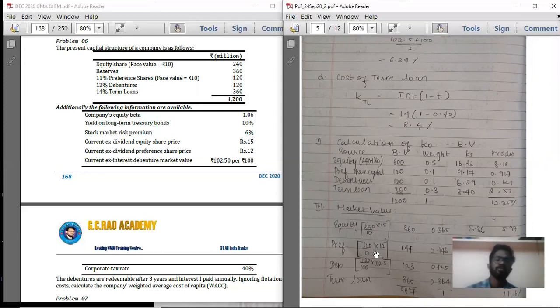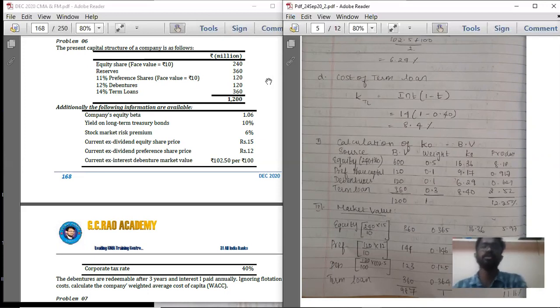So what is the total book value of equity here? Equity is 240 and reserves is 360. Both put together is the book value of equity. Always remember this when you are calculating book value: if there is a separate cost for reserves and a separate cost for equity share capital, then you should take the reserves separately in book value. If they have not given any cost for reserves, then you should add it to the equity share capital when you are calculating book value weights.